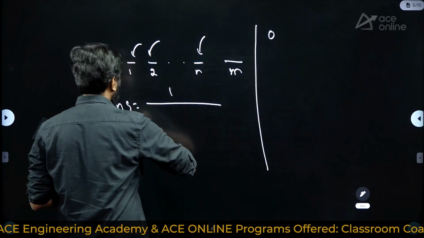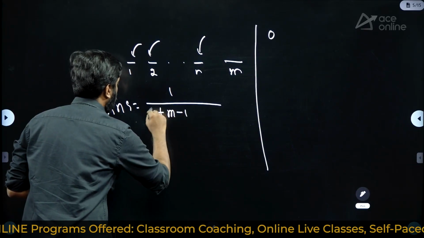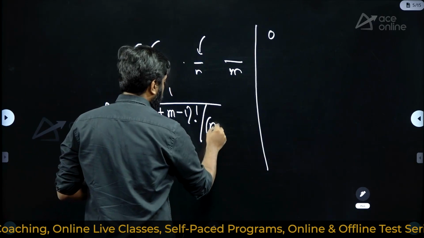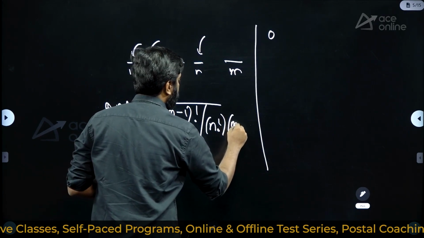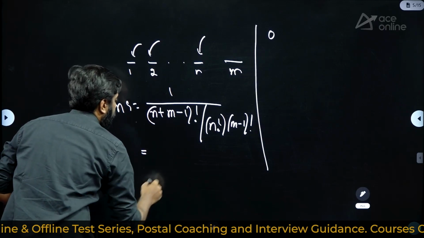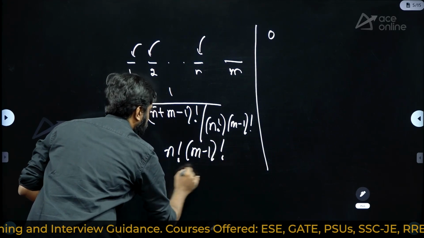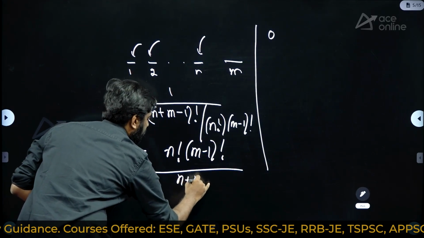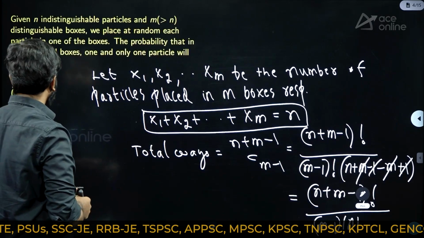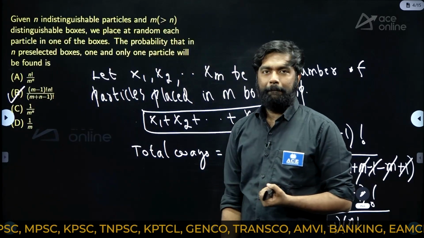So what's the answer? It's 1 by the total number of ways. The total number of ways are n plus m minus 1 factorial divided by what? n factorial into m minus 1 factorial. This quantity goes to the numerator. So now what we get is n factorial into m minus 1 factorial, and then whole divided by n plus m minus 1 factorial. So a brilliant question that was asked. So what's the answer? Do we have any options matching that? Yes, we have this option B.